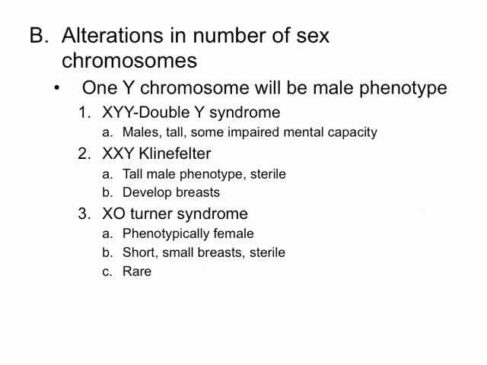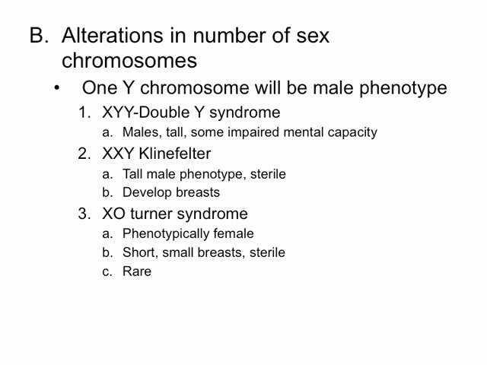All right, alterations in the number of sex chromosomes. One Y chromosome will be the male phenotype. So as long as an individual gets a Y chromosome, they will appear physically to be a male. One situation is called XYY, or double Y syndrome. In this case, since there's a Y chromosome, the individual will be male. They're going to be tall, and they would have some impaired mental capacities.